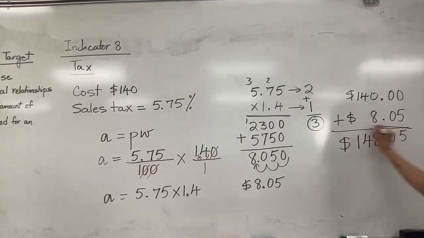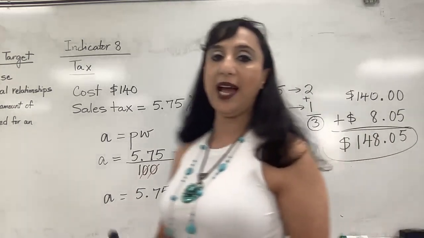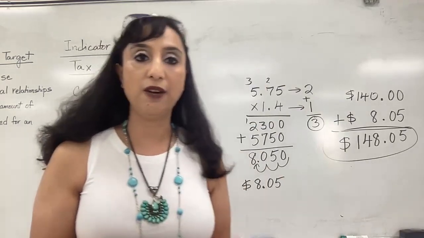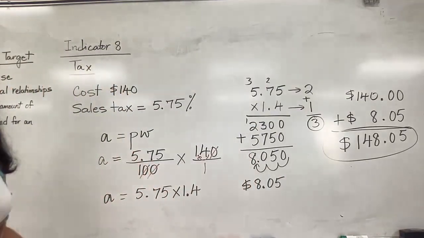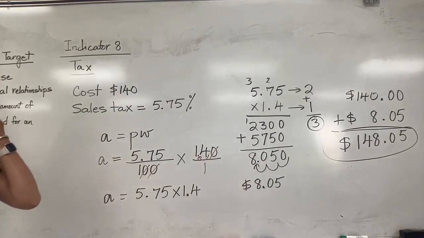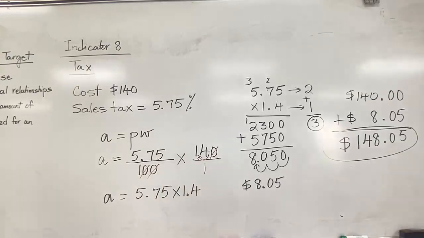So ultimately, how much do I end up paying for this? I'm going to end up paying $148.05 overall with the tax, not just the 140 initial cost. Okay, so this is one method of doing this. Let me show you one where you can use ratio reasoning.